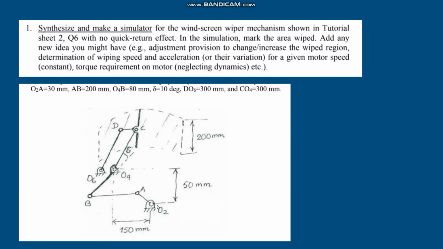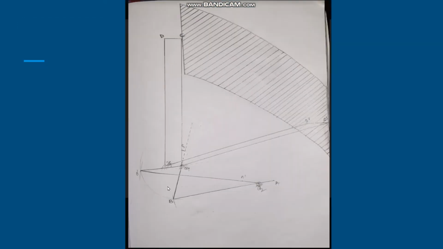Here in the question we can see that certain things are constrained. The vertical distance of O2 from O4 is fixed at 50 millimeters. The horizontal distance of O2 from O4 is fixed at 150 millimeters. The angle delta is fixed at 10 degrees, and link AB has a fixed length of 200 millimeters. Likewise, EO6, O4B, O4C and every other link has a fixed length which cannot change. These are the geometric conditions which are imposed.